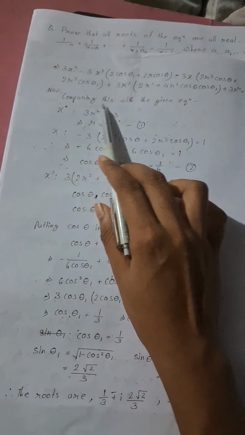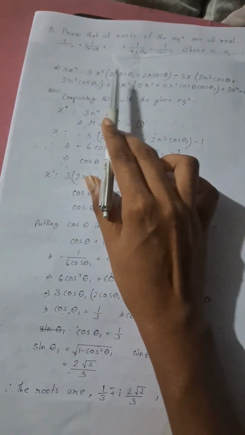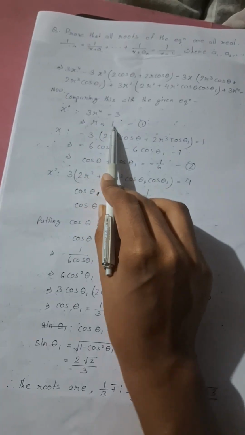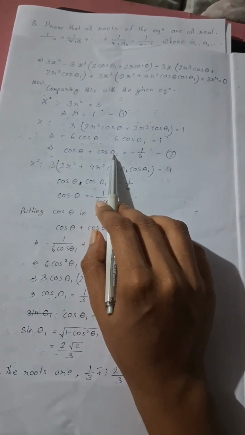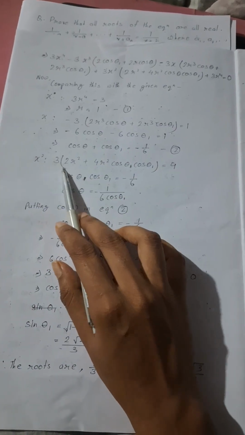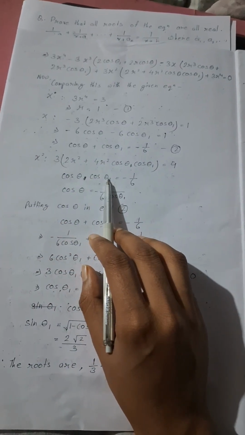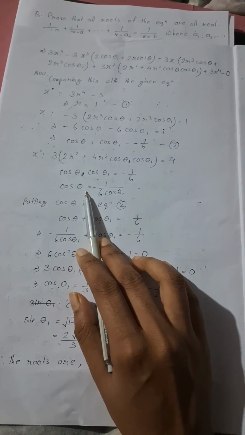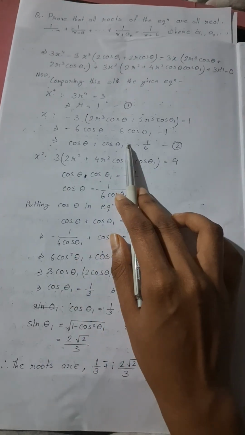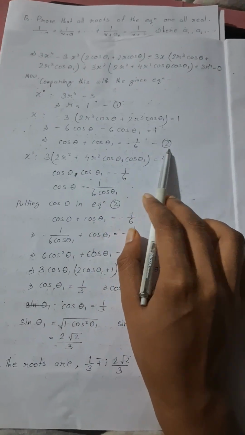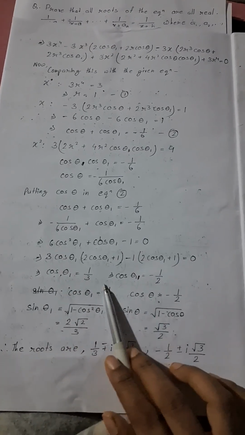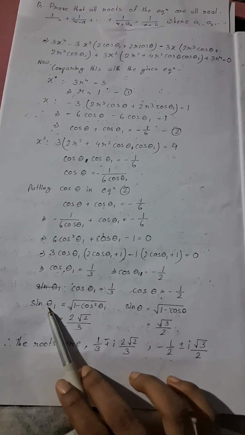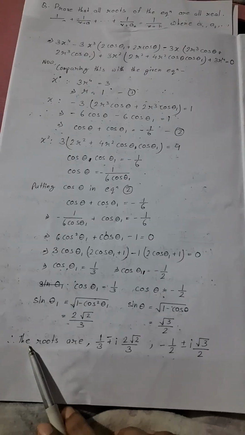After that, we'll compare this equation with the given equation, which gives us the value of r. By comparing x, we get cos theta plus cos theta 1, and by comparing x square, we get cos theta into cos theta 1. From here we can take out the cos theta value. Putting the cos theta value in the previous term, which was termed as equation 2, we get the values of cos theta and cos theta 1. From here we can get the values of sin theta 1 and sin theta. From here we can take out all the roots.